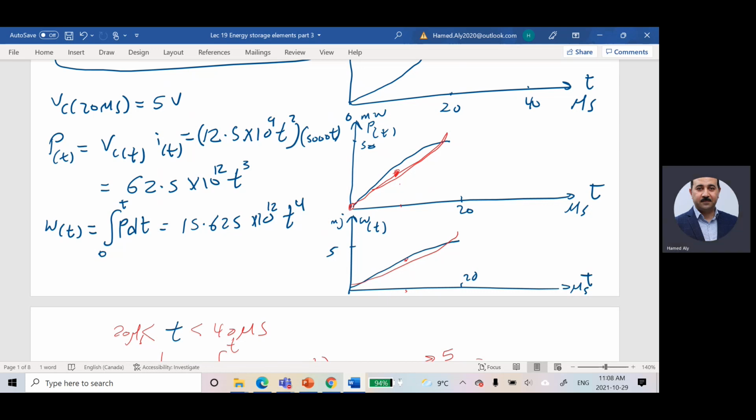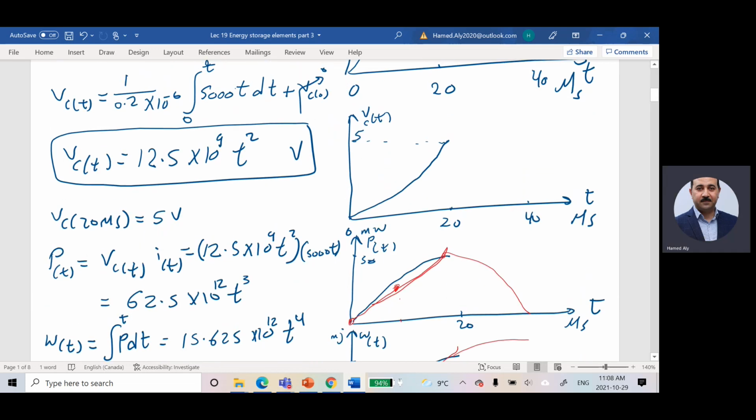Now, if you continue drawing that, you will realize that the power will be like that at 40, and this will be like that, and this will continue like that.